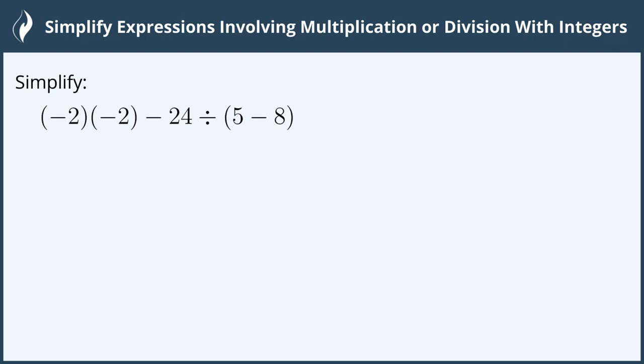Hi everyone! In this video, we will simplify expressions involving multiplication or division with integers. Simplify -2 times -2 minus 24 divided by (5 minus 8).